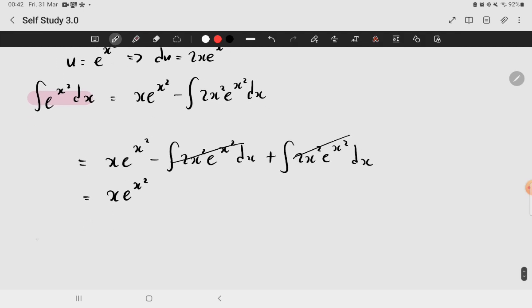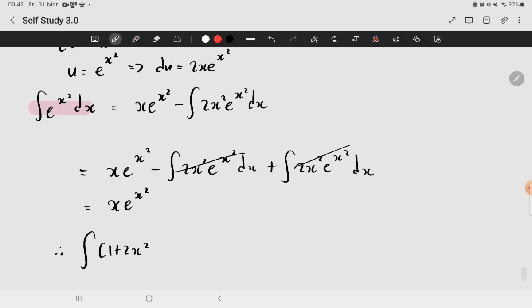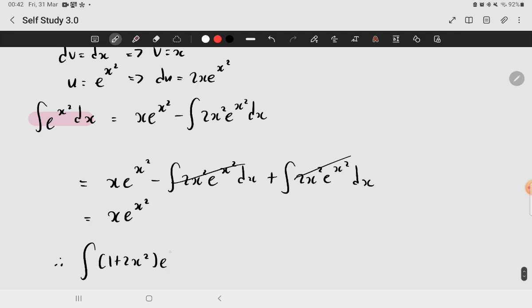Then we create a conclusion. Therefore, the integral of (1 + 2x^2) times e to the power of x^2 dx is equal to, sorry, I forgot my plus c: x times e to the power of x^2 plus c.